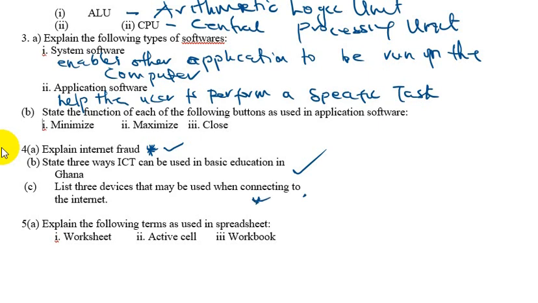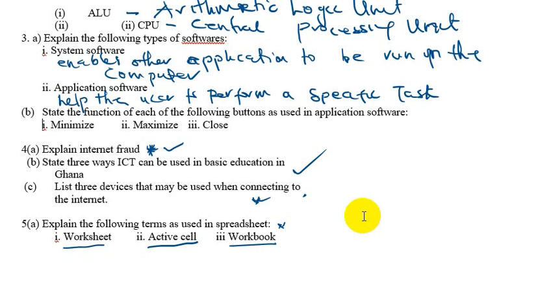And also number 5 says that we should explain the following terms as used in spreadsheet. Okay, so let's talk about worksheet. Now worksheet is an electronic sheet containing rows and columns. Something just simple like that, then you are gone. Now the active cell is the current or selected cell. You see, when you are on Excel and you select a cell, right, the cell that you have selected, there will be a black border on it, right? That becomes the active cell. So if you select it, that cell becomes what? The active cell, right?